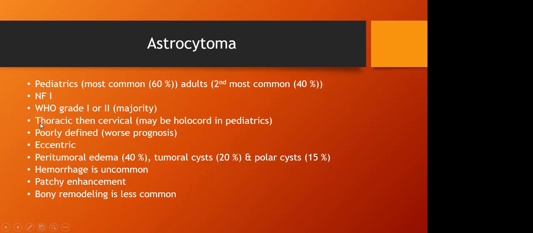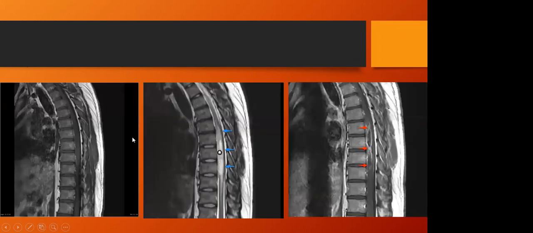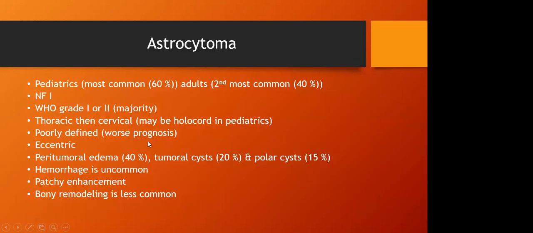The most common site is thoracic, followed by cervical, and it could present with hollow cord involvement, especially in pediatrics. The most striking feature opposite to the ependymoma is the poor definition of this tumor, and this is associated with a worse prognosis because it's difficult to remove completely by surgery. Location is eccentric in relation to the spinal cord. Edema also could be associated, but to a lesser percentage than ependymoma.